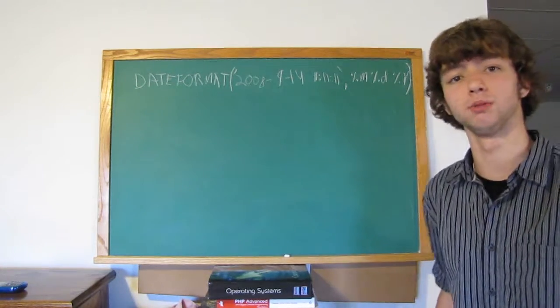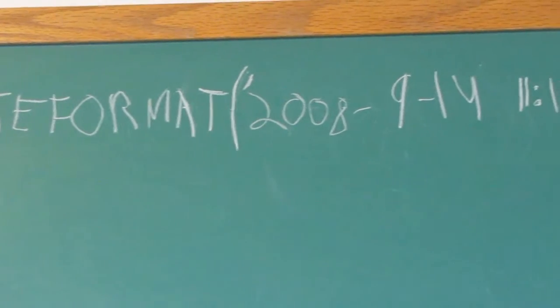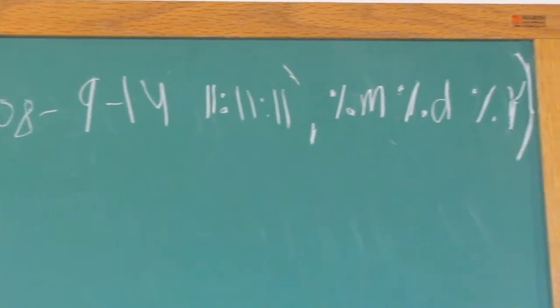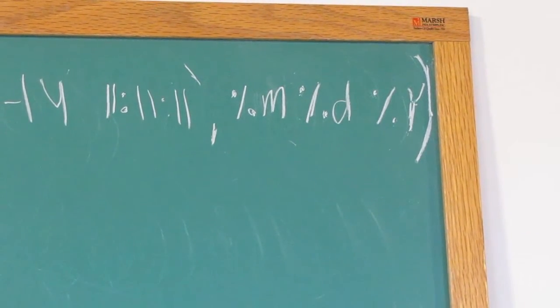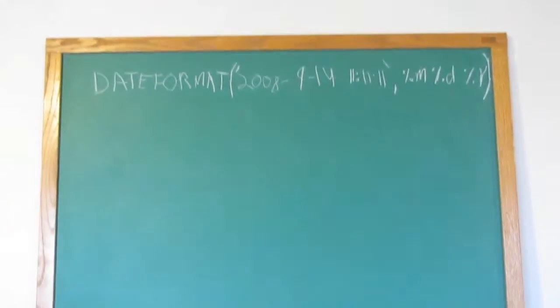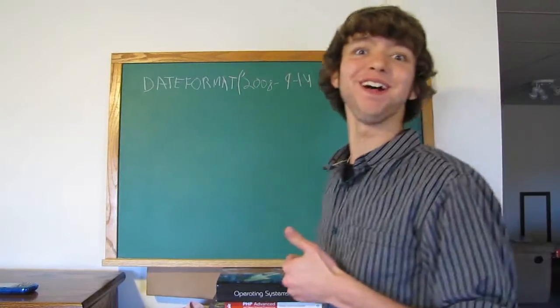Here, let me show you a closer look at Date Format. 2008, 9/14, 11 11 11, percent sign M, percent sign D, percent sign capital Y. You're probably like, what does this mean? Well, I'm gonna tell you.